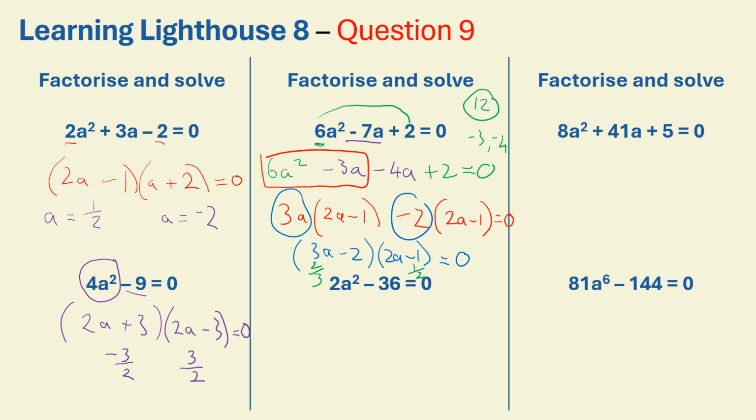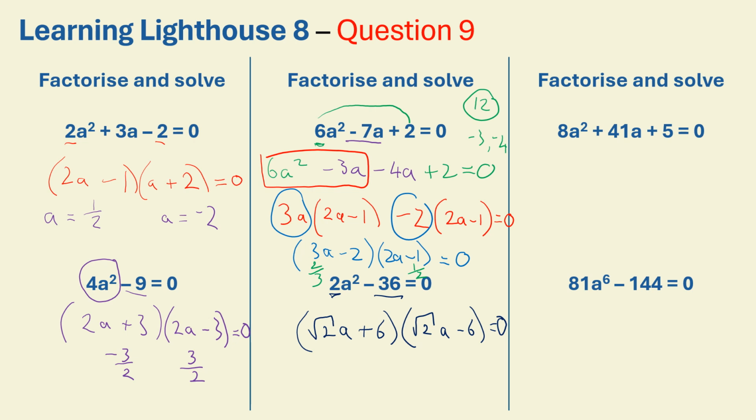Second one, this is quite a mean one. This isn't a square number, but we can work with that coefficient. So if we square root 2a squared, you get root 2a. Square root 36 is 6, so we've got root 2a plus 6, root 2a minus 6. And then at that point, it's just a case of then solving what we have there.